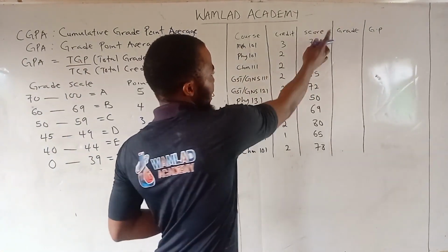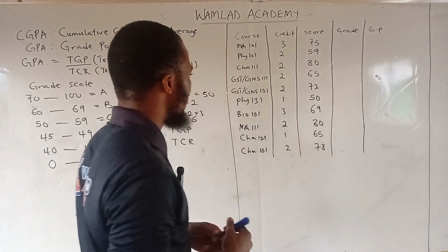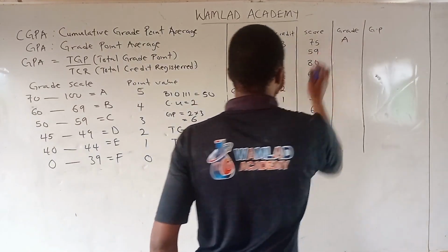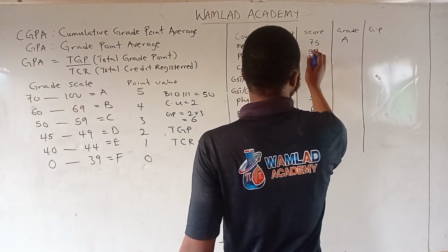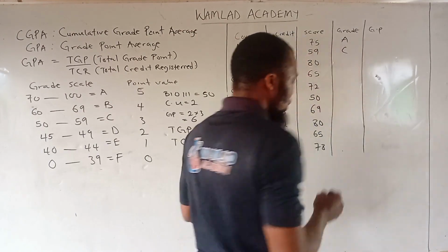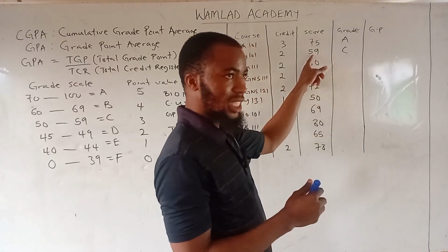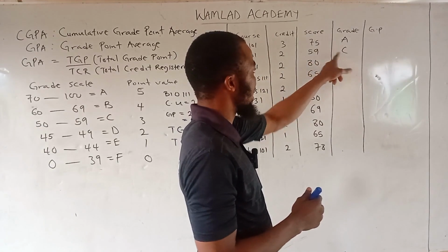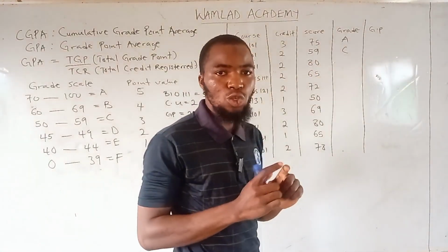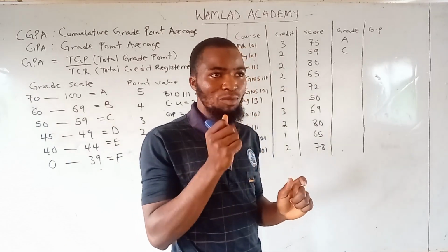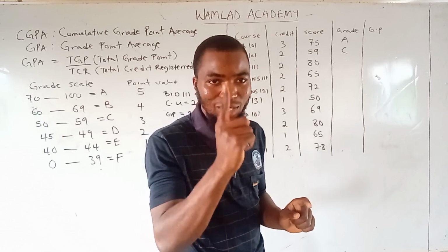So we have 75, and what is the scale of 75? That means it's A. And we have 59, which is our C. You can see in this case that you may want 60 to change the grade scale to B. That's why you should not play with any mark in university, maybe attendance or assignment. Don't play with one mark, please.